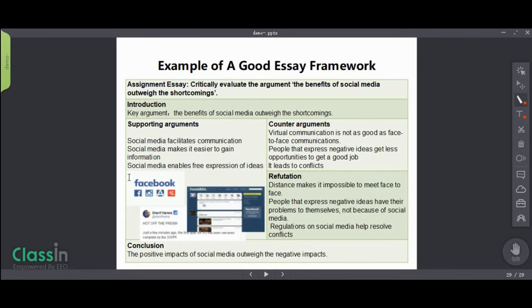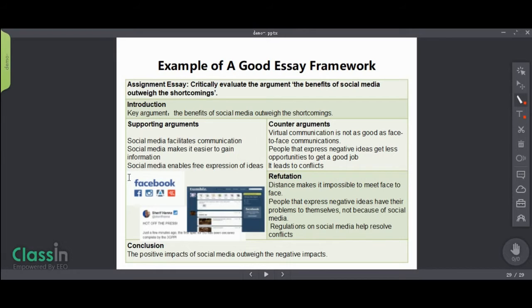In its next step, it argues why these counter-arguments are wrong or can be overcome. For example, face-to-face communication is already not possible on social media because of the distance. That people lose opportunities because of themselves, not because of the social media, and that the conflicts on social media can be resolved by regulations. And this way, you can prove your central argument is valid because its opposite is wrong.